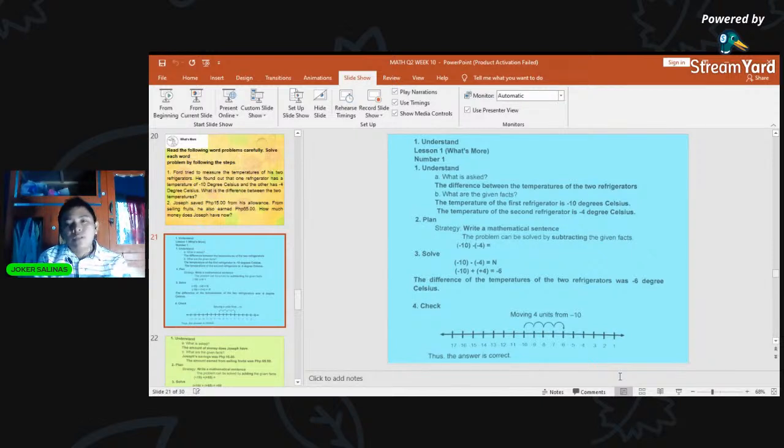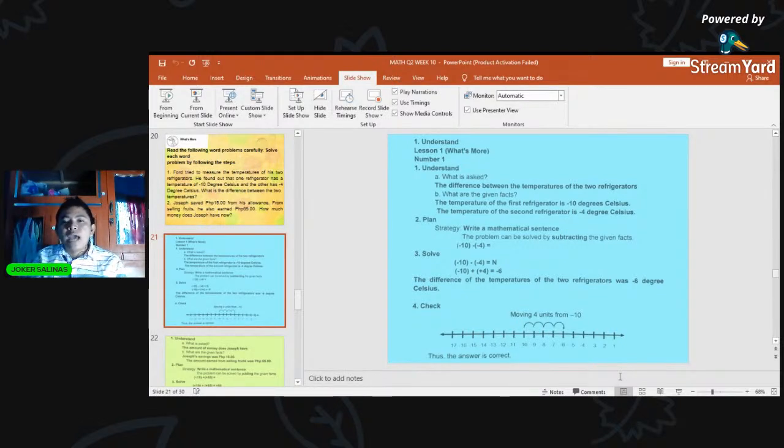After identifying what is asked and what the given facts are, we have the mathematical sentence. The problem can be solved by subtracting the given facts. So negative 10 minus negative 4 equals n. So negative 10 plus, since the subtraction sign follows a negative number, we're going to change it from negative to positive.